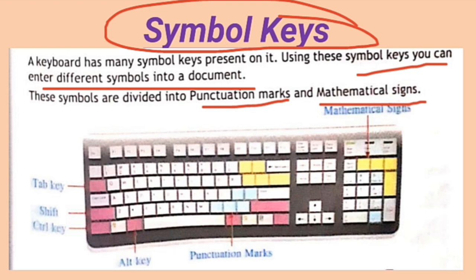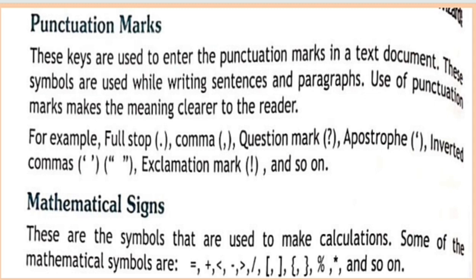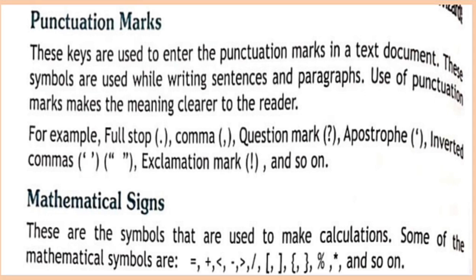On this keyboard, the keys with the yellow color are the mathematical signs, and these 5 keys with the blue color are the punctuation marks. These keys are used for punctuation marks, and these yellow color keys are used for mathematical signs. Now we will learn what the punctuation marks are and what the mathematical signs are.